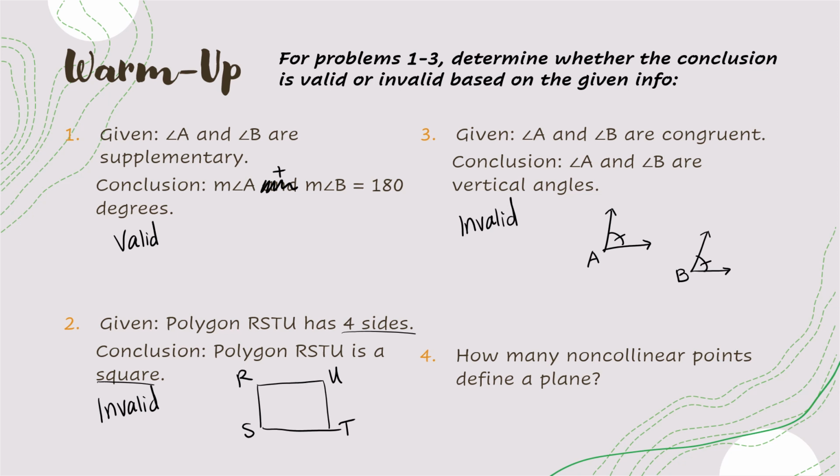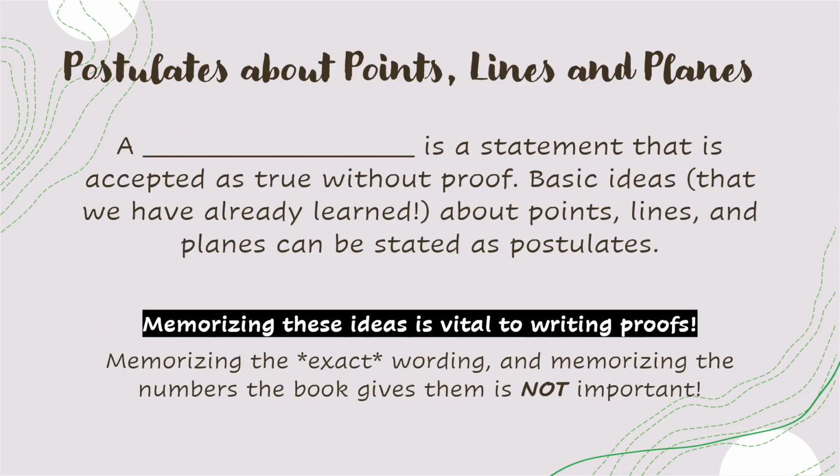How many non-collinear points define a plane? Well, that would be 3. See 3 points in the name of a plane, and we only need 3, again, non-collinear points to define one. Okay. So let's go ahead and define postulates.